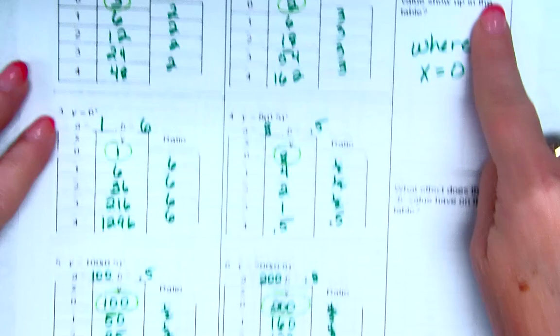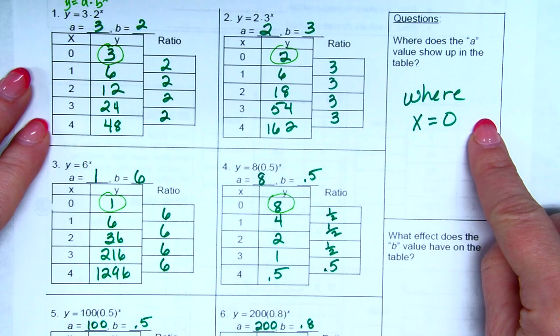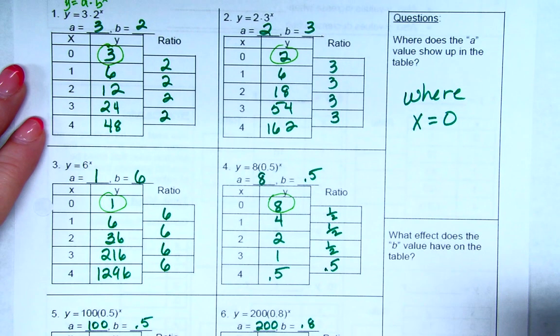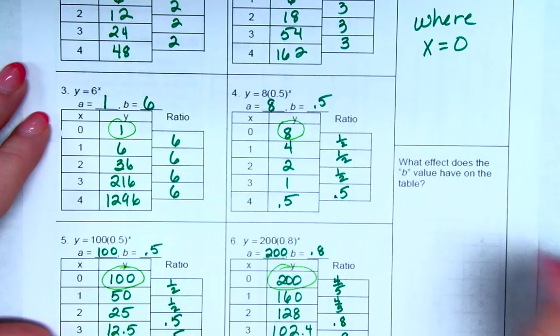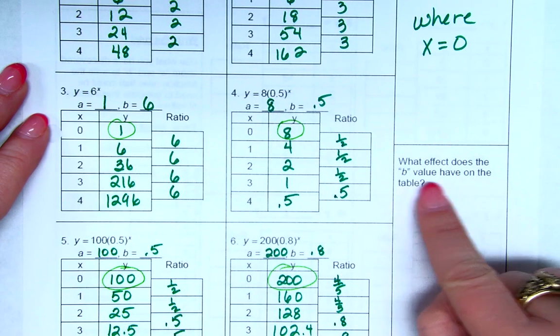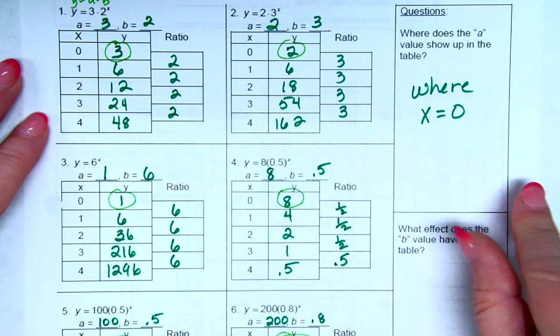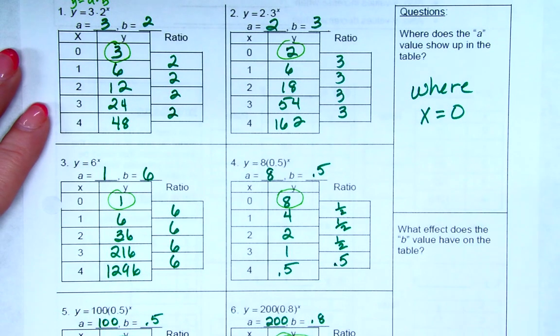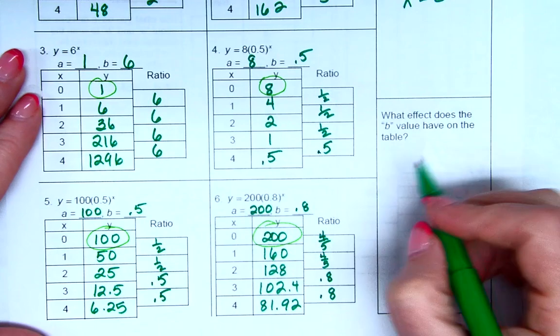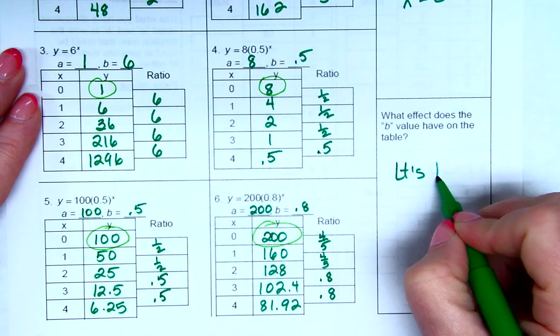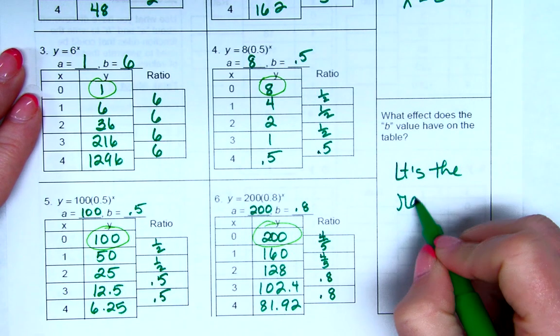So where is A in the table? Where x equals 0. What effect does B have on the value of the table? It's the ratio.